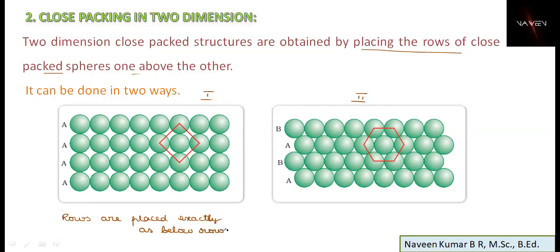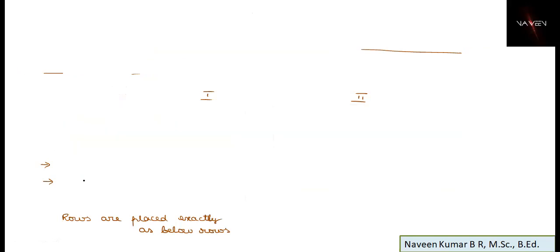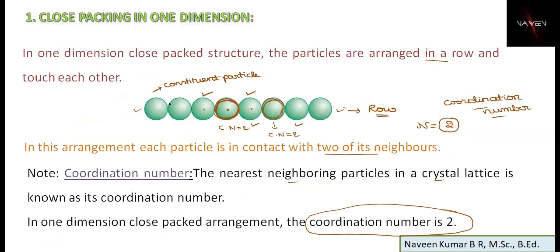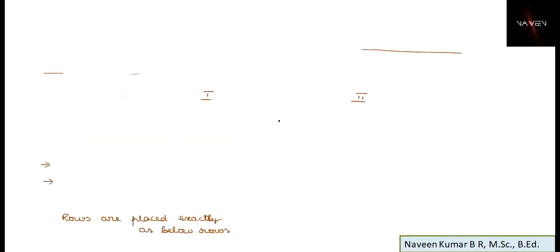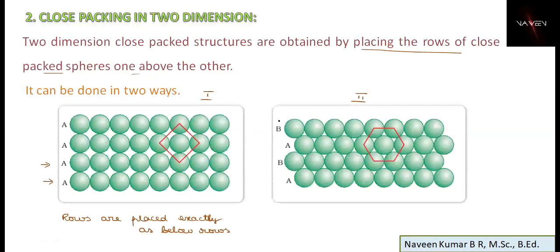Now, just to differentiate that all the rows are placed similarly, we'll assume each row as A. Whatever the A row in the previous case, just in the one dimension, you can observe. So, we'll assume this as a one dimension row of A. Now, if you consider the similar arrangement of one dimensional rows, one after the other, placed exactly above it.